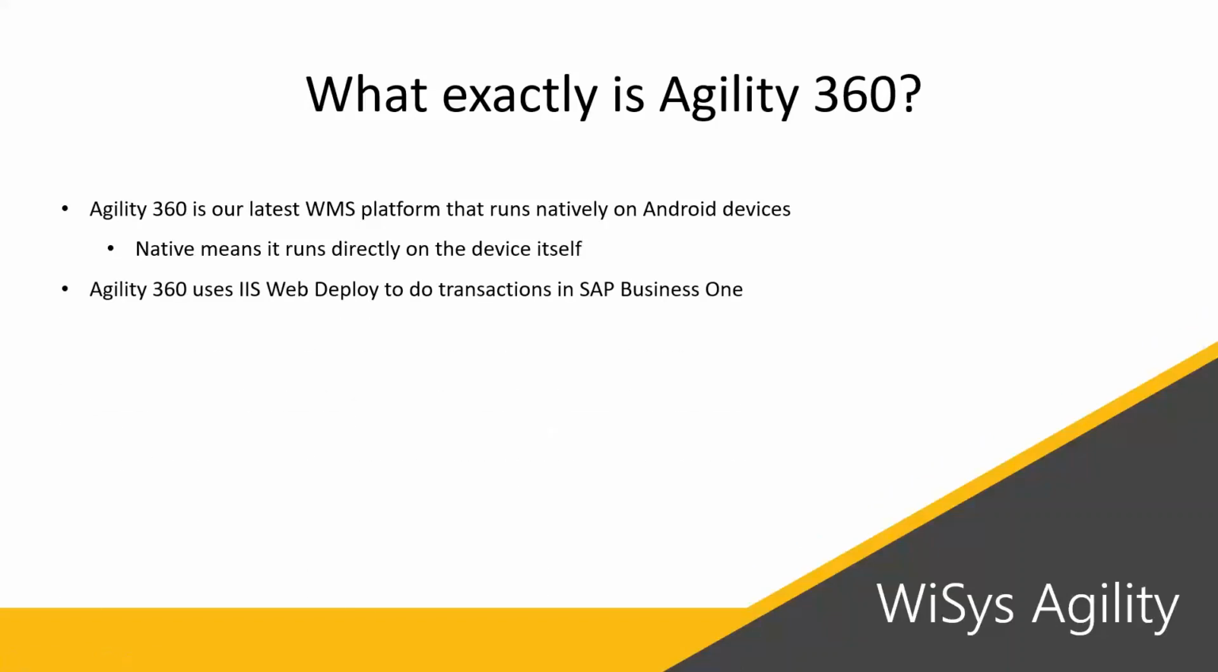Agility 360 utilizes a different server format than our traditional Agility Mobile solution. We are utilizing IIS web deploy services, so you would need an IIS server to run the Wisys solution in SAP Business One. It's going to give you some additional features, such as being able to utilize a web service call outside of your four walls. This enables you to utilize cellular communication, as well as an outward facing web server.